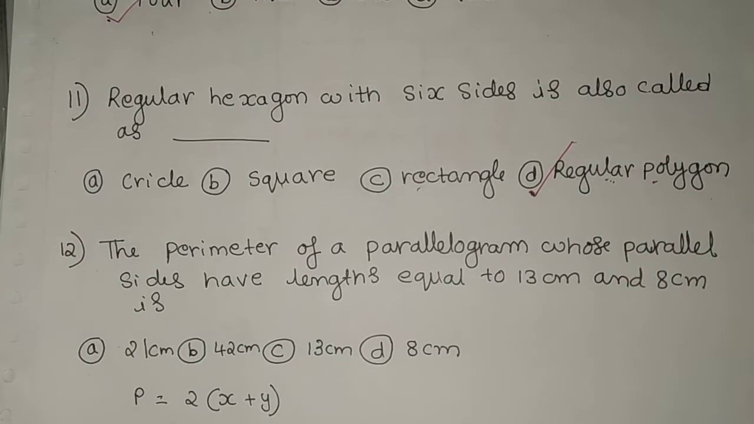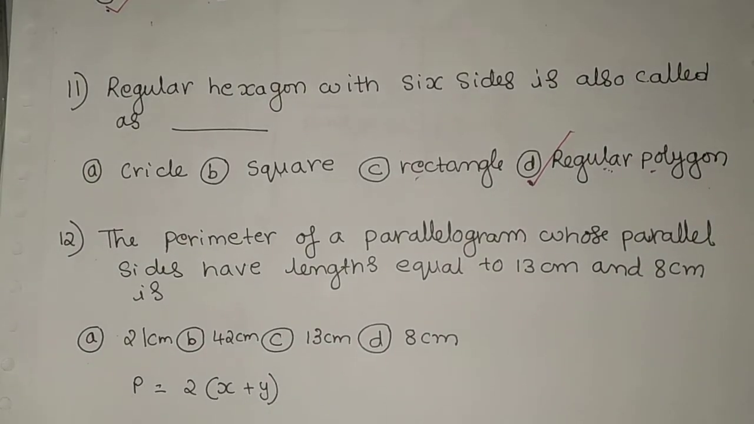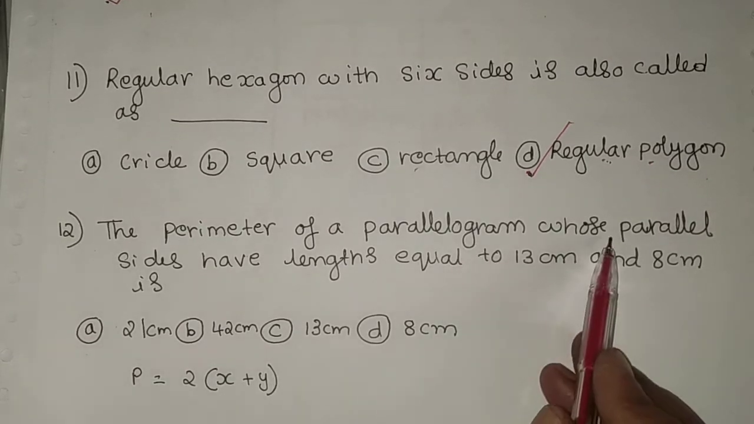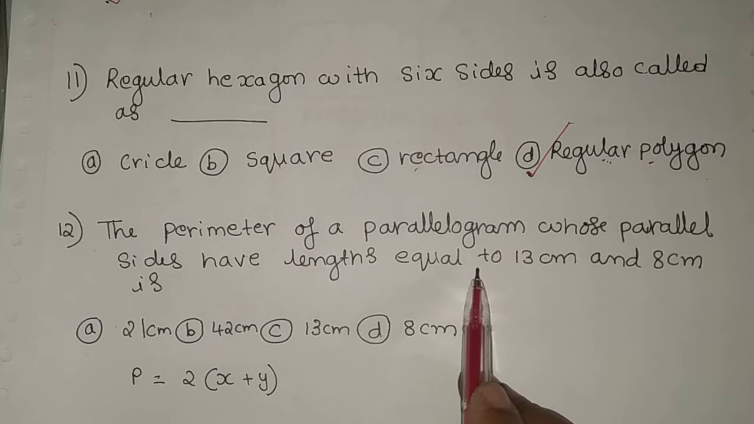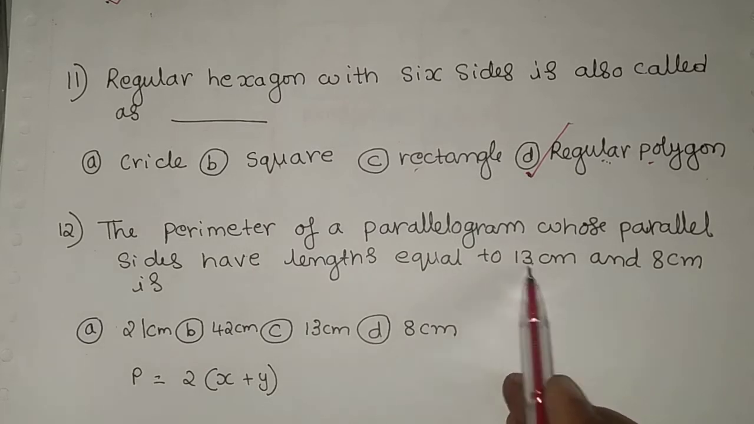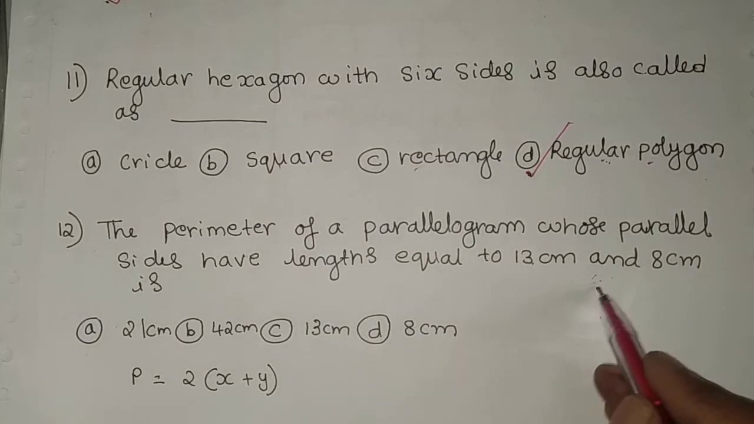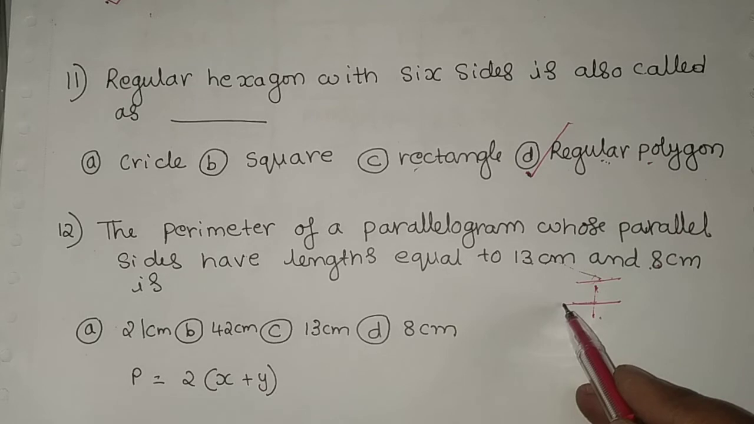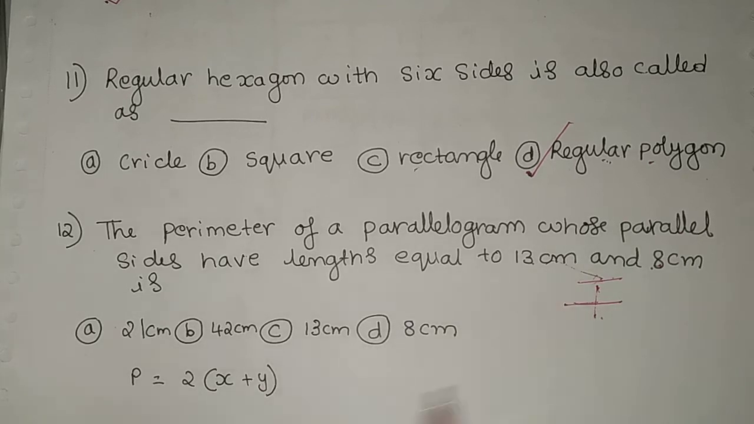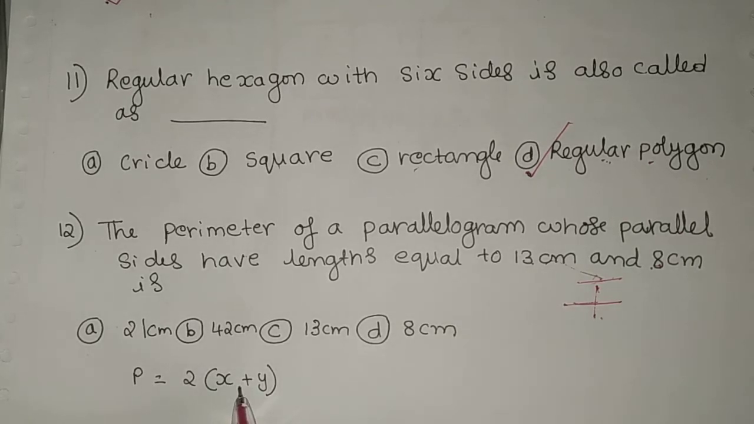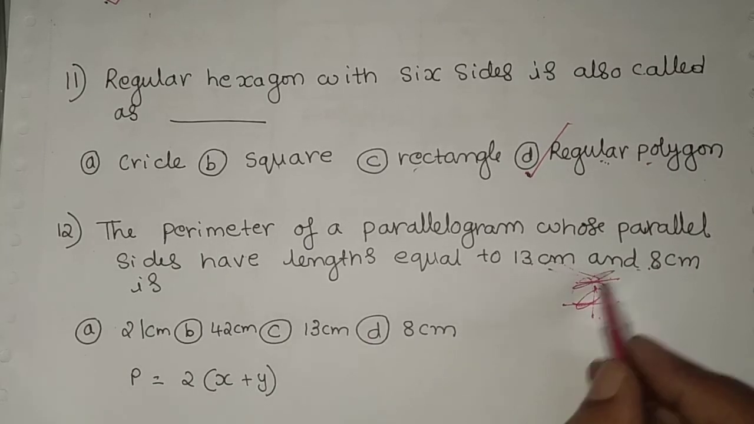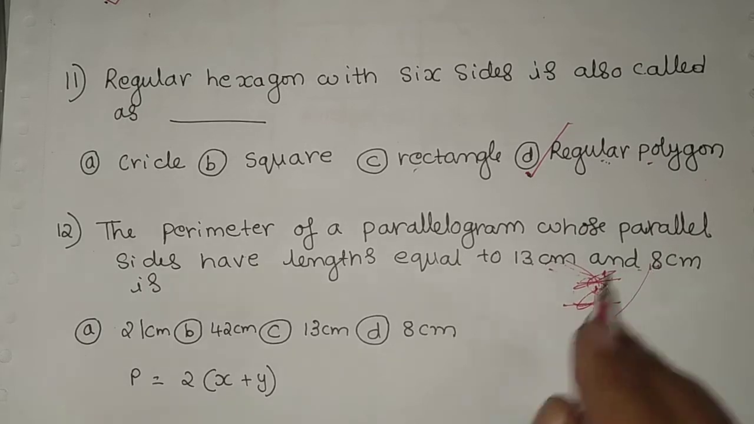So next we move on to the 12th problem. The perimeter of a parallelogram whose parallel sides have length equal to 13 centimeters. So opposite sides or parallel sides will have 13 centimeters and another one is 8 centimeters. Parallel sides are given as 13 and 8. Okay. So one is 13 and one is 8.